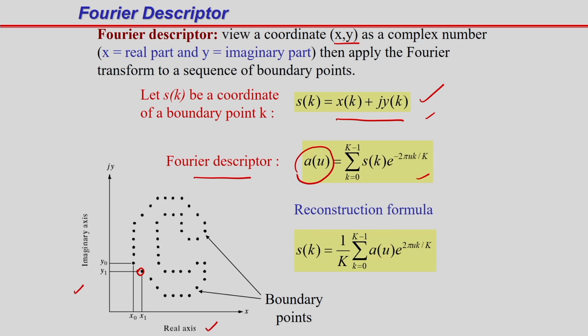So you can see, instead of storing the entire boundary, I have to consider only the Fourier coefficients. And also, by using the inverse Fourier transformation, I can reconstruct the original boundary. That is the reconstruction formula. So sk is equal to 1 by K, and the summation I am taking from u equals 0 to K minus 1, K number of points, of au, the Fourier coefficients, times e to the power 2 pi j uk divided by K. That is the reconstruction formula.